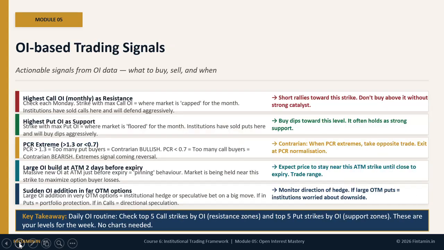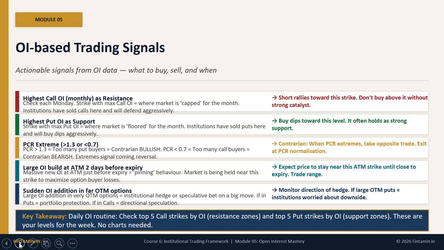Let me give you 5 specific actionable signals from OI data. Signal number 1 is highest call OI as resistance. Every Monday morning, open the NSE option chain for the current week's expiry. Identify the strike with the highest total call OI. This is where option writers have the most inventory to defend. Market will likely be capped here for the week. Short rallies towards the strike. Do not buy above it without a strong catalyst.